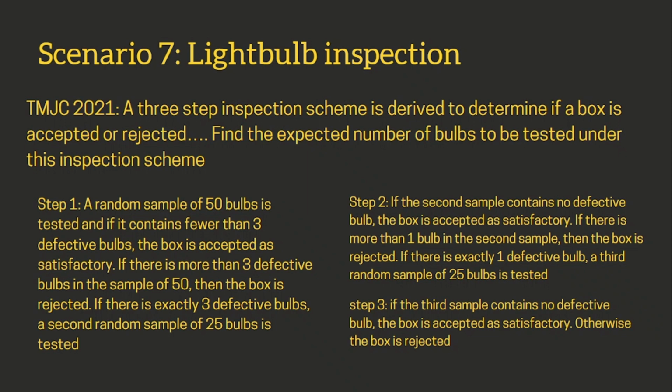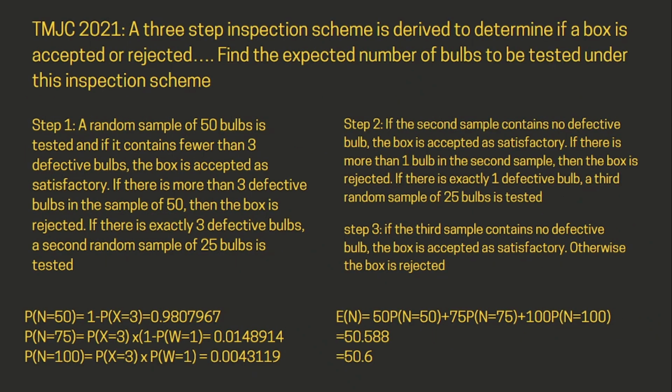So there are quite a lot of permutations that can come about in this inspection procedure. To find the expected number of bulbs, what we need to do is consider the different scenarios. We consider what happens if we only use 50 bulbs. What happens if we use 75 bulbs, which just means the first and second samples. Then we consider what happens when we have to use 3 samples, or in other words, 50 plus 25 plus 25.